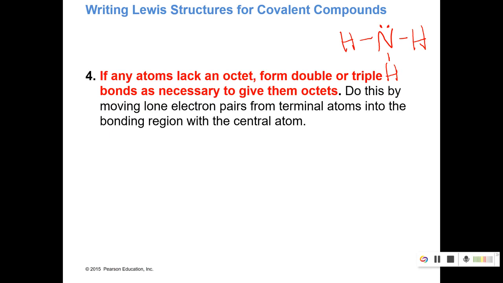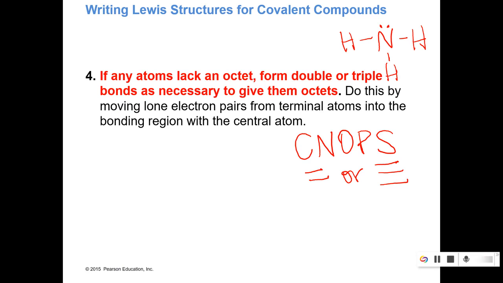If you do not have an octet, and you've used all of your electrons, these 5 elements can double or triple bond. Only those 5. No other element can double or triple bond. And I'm stressing this, it is very important. Only C, N, O, P, and S can double and triple bond. And it only does it when you do not have enough electrons.